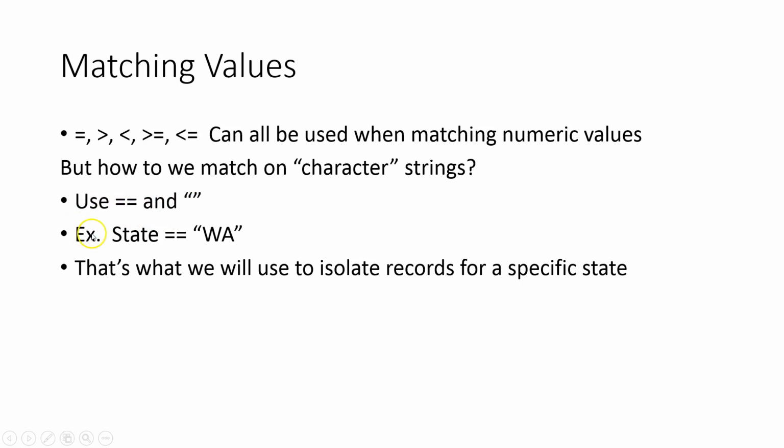For example, if I wanted to pull out in my data set, remember I had a state variable there too, state of residence is one of my columns. And if I wanted to pull out all of the records where that state of residence was equal to Washington, I would use the double equals because it's a character field, and I would put the value in quotes. And that's how we were going to isolate the records for a specific state.